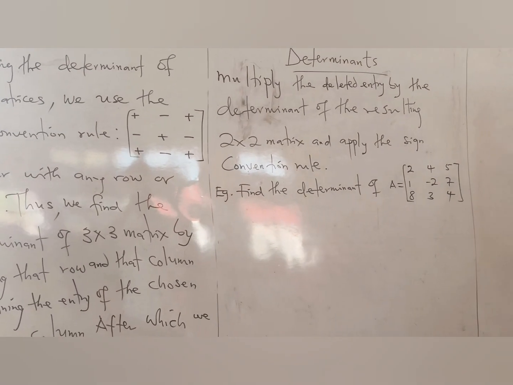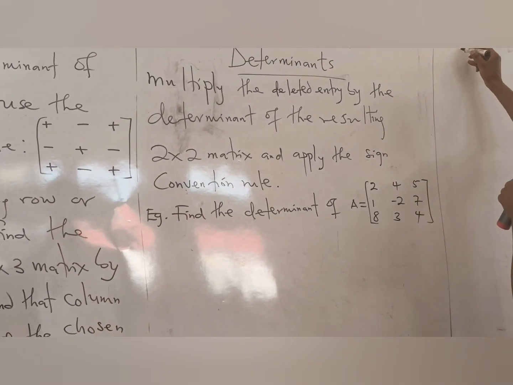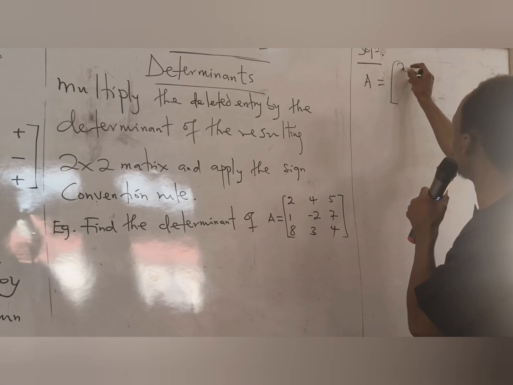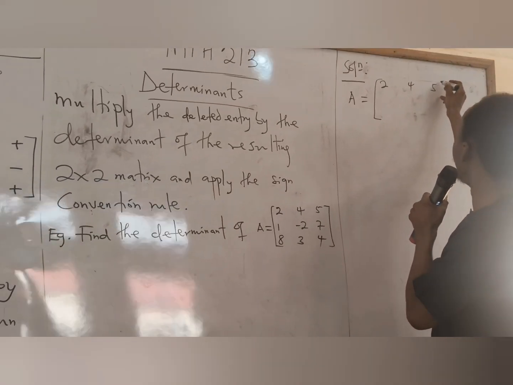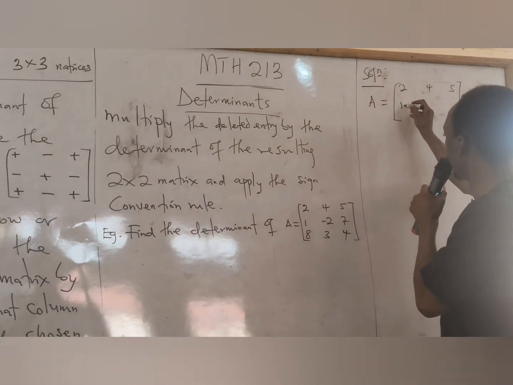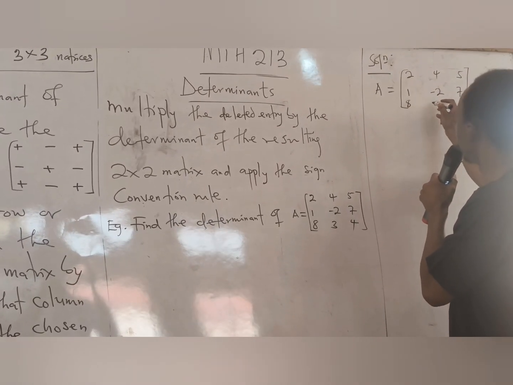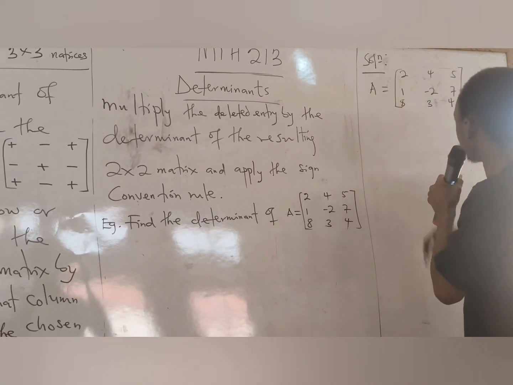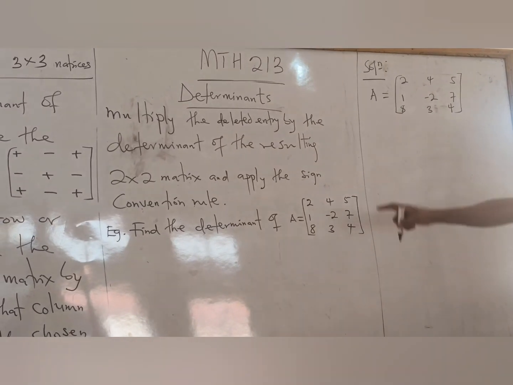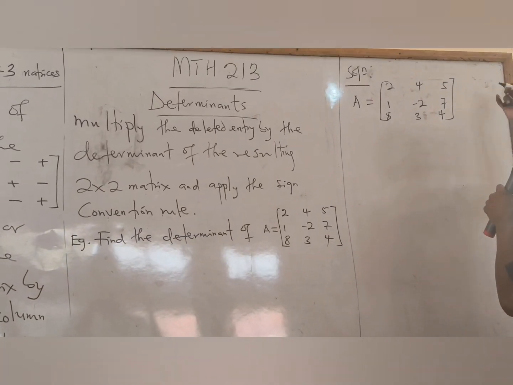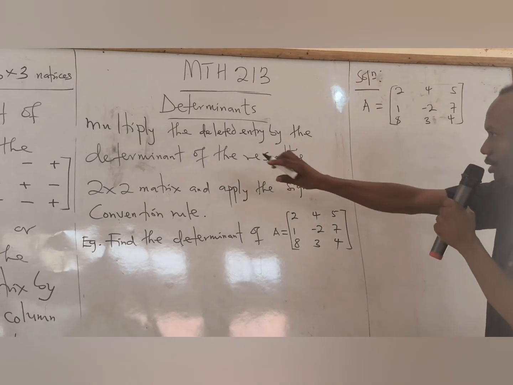Now let's watch. This is what we are saying. Our matrix A is 2, 4, 5, 1, negative 2, 7, 8, 3, 4. Now we know our sign convention rule. If you want, we can write it somewhere, but it is here also.